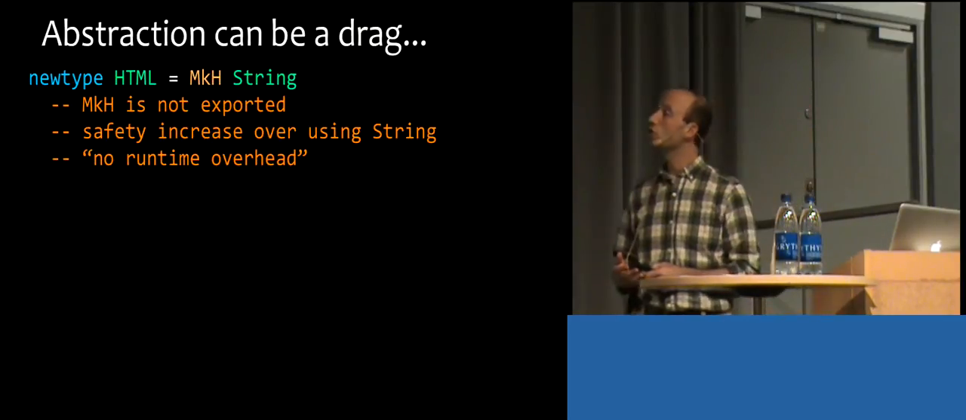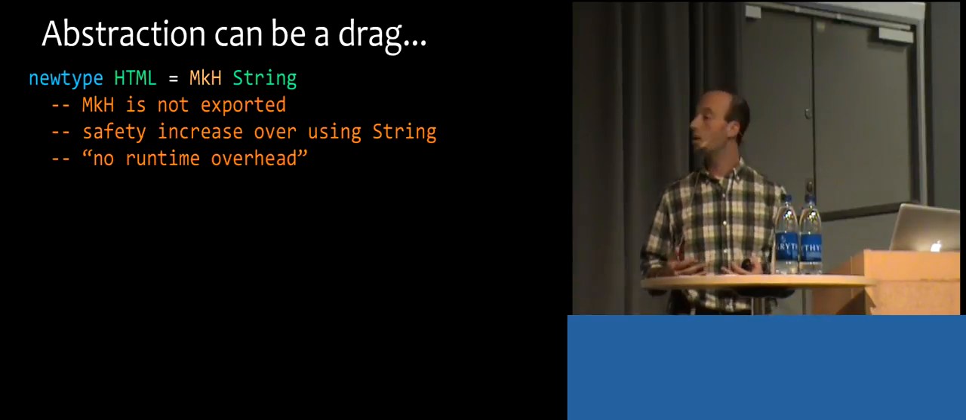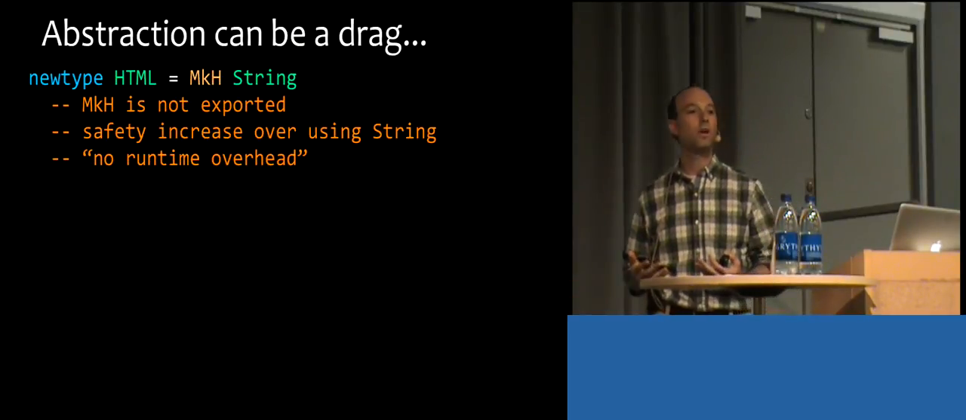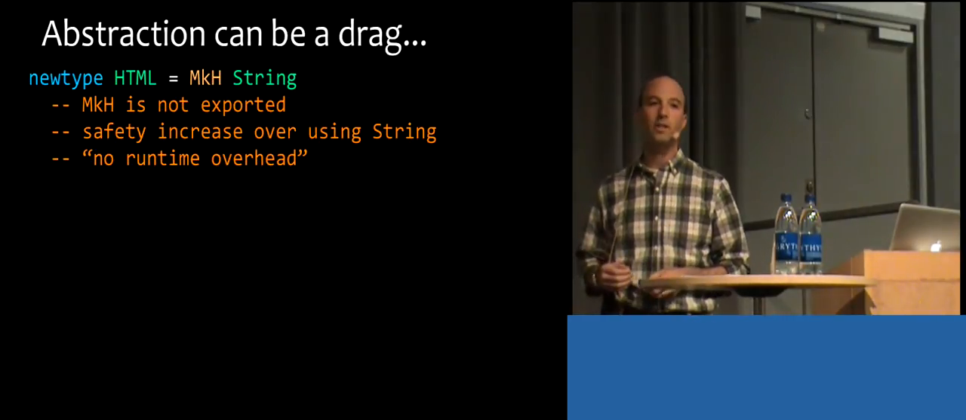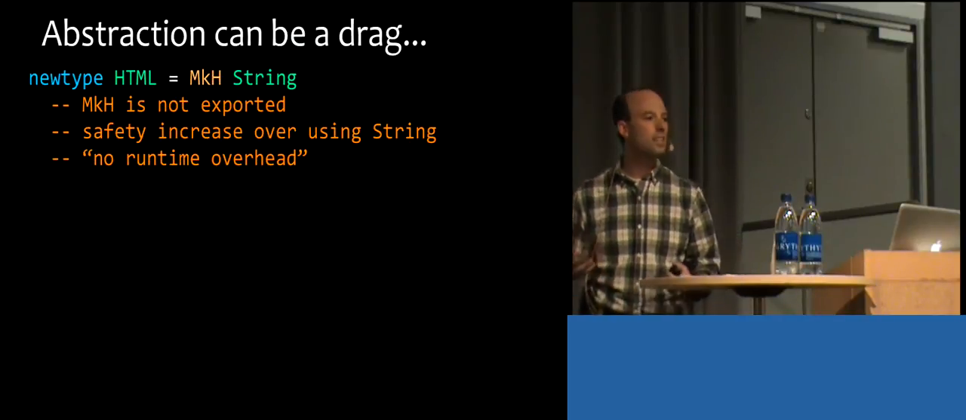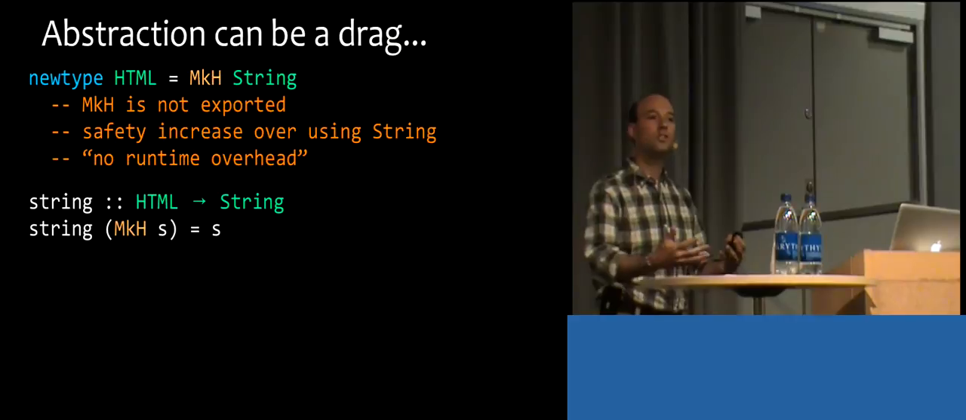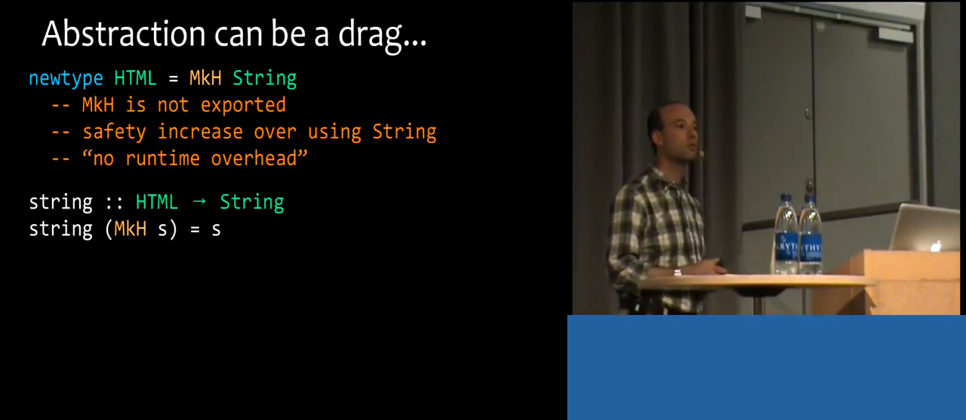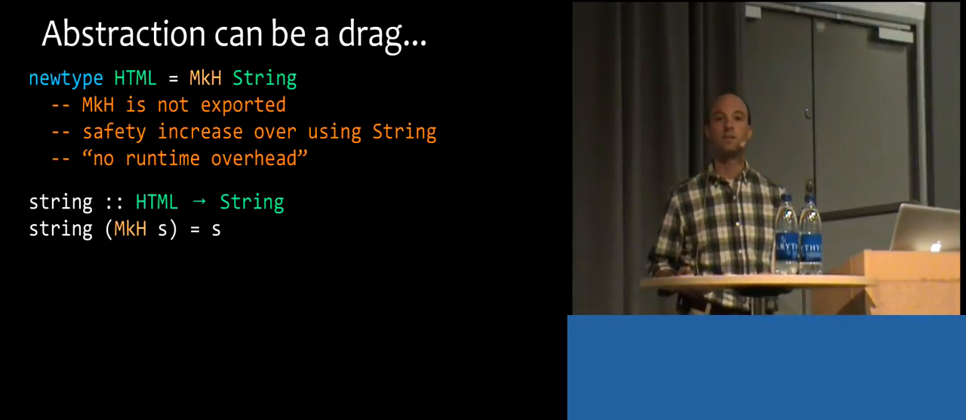Yet Haskell's newtype mechanism gives us the ability to do this without any runtime overhead. In a running program, the bit pattern used by a string and the bit pattern used by an HTML will be identical. And so this is nice. It allows conversions to be free, like this one, because it's always safe to convert from an HTML back out to a string. We might export a function like this, and this will have no runtime effect. It's a complete no-op.